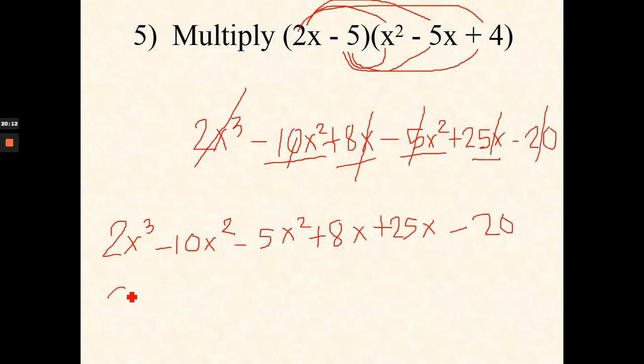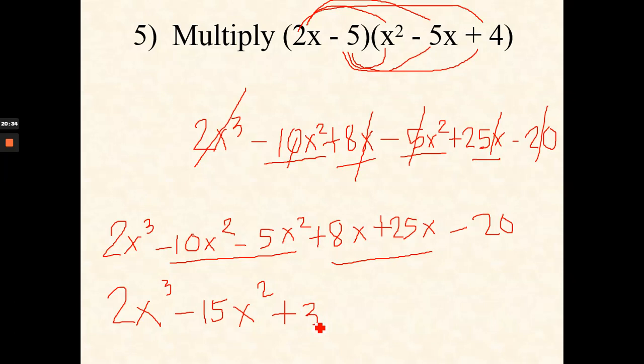This time, let us now combine similar terms. So negative 10x squared minus 5x squared, that is negative 15x squared. Then next, 8x plus 25x, that is positive 33x, minus 20. So this is now the product of the two polynomials.